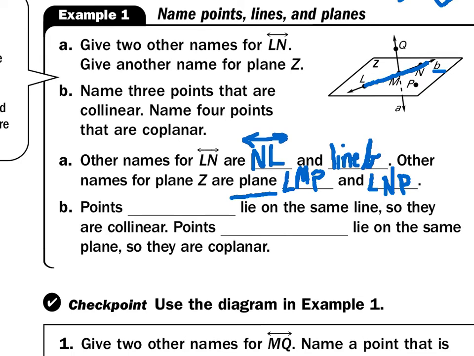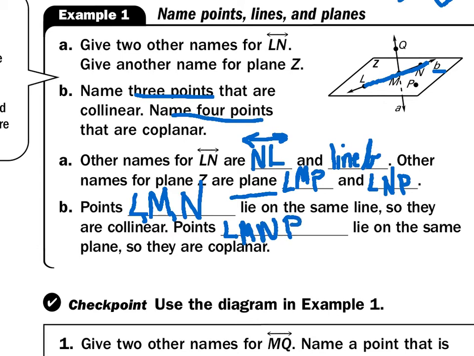Now, points. Name 4 points that are, or 3 points that are collinear. So points L, M, N lie on the same line, so they are collinear. Points L, M, N, P lie on the same plane, so they're coplanar.